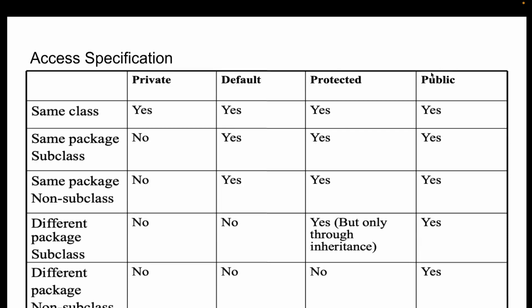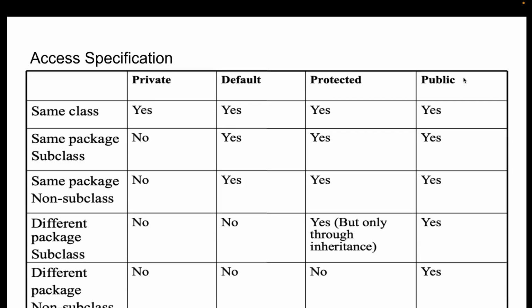And the public access modifier has the highest scope of access. That means it is accessible within the same class, within the same package subclass, and within the same package non subclass. Basically, if you make your methods or variables public, they can be accessed anywhere. So that is the scope of access of these modifiers.